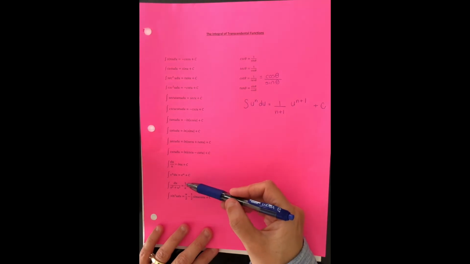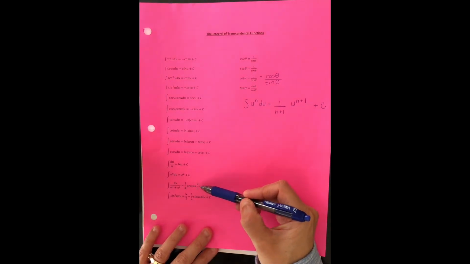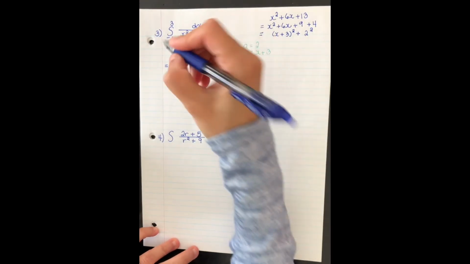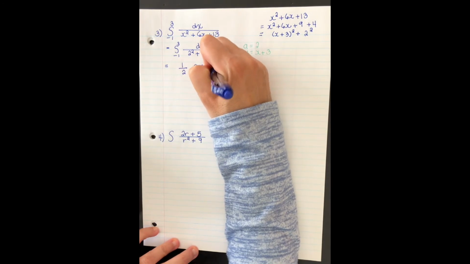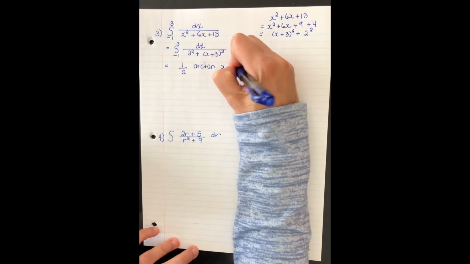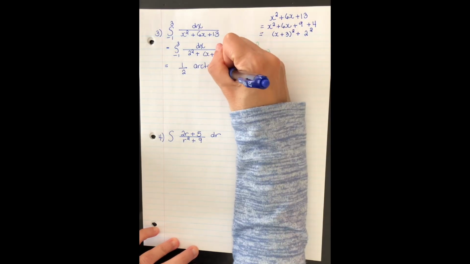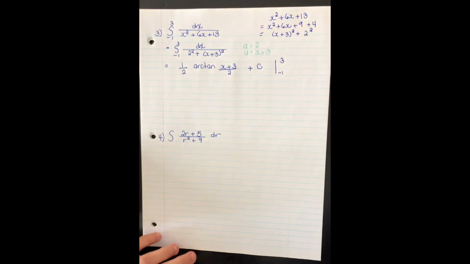Okay, where is the formula? Down here. So I'm just going to do this. 1 over a, arctangent u over a plus c. Like that. And this is a definite integral.